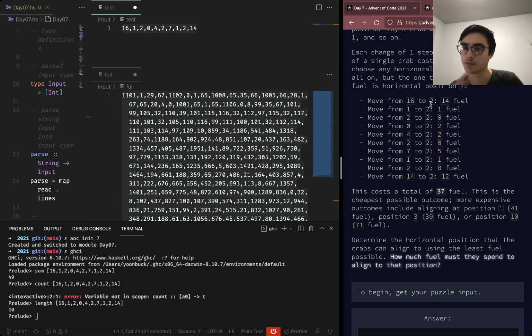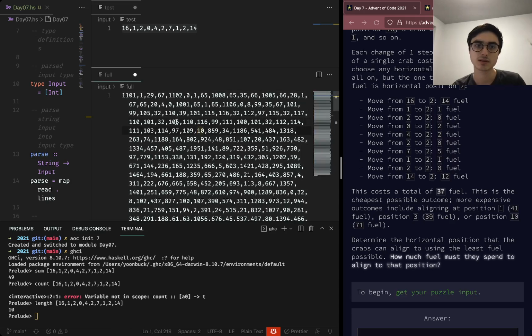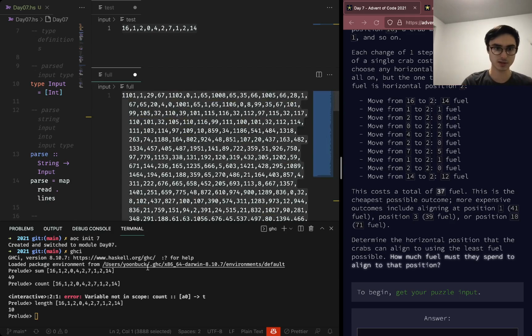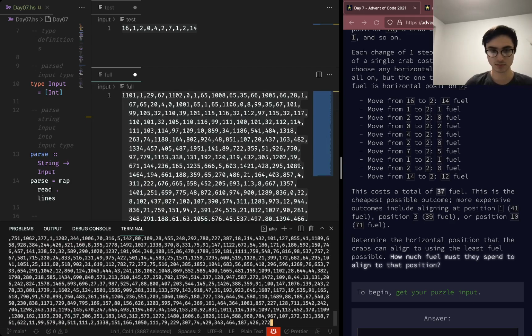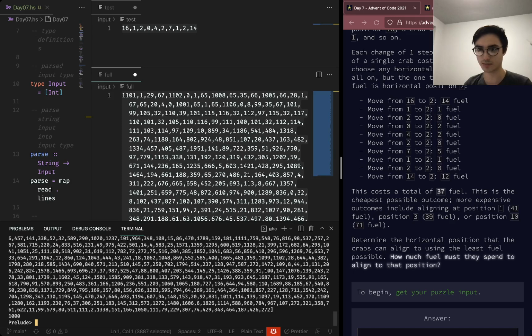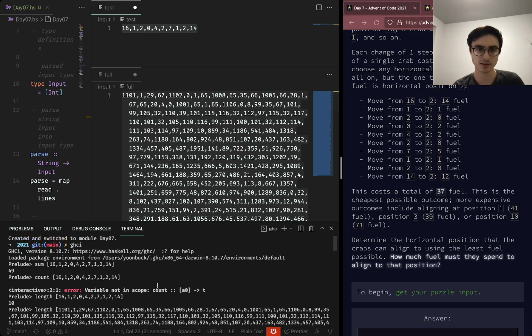I wonder what's the, because we want to minimize the sum of distances. Right. So I guess one way we could think about this is, gosh, how many do we have? Okay, so there's 1,000 crabs. I mean, it feels like it should be the average or maybe the median or something. It's kind of weird.